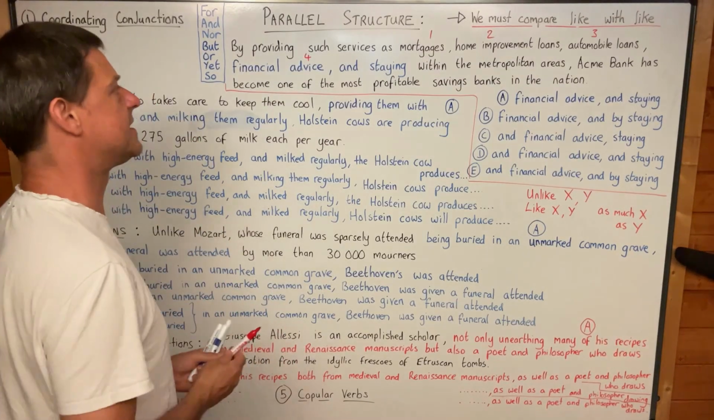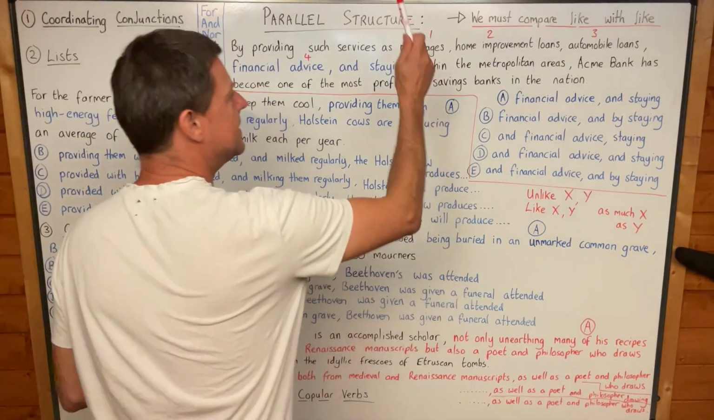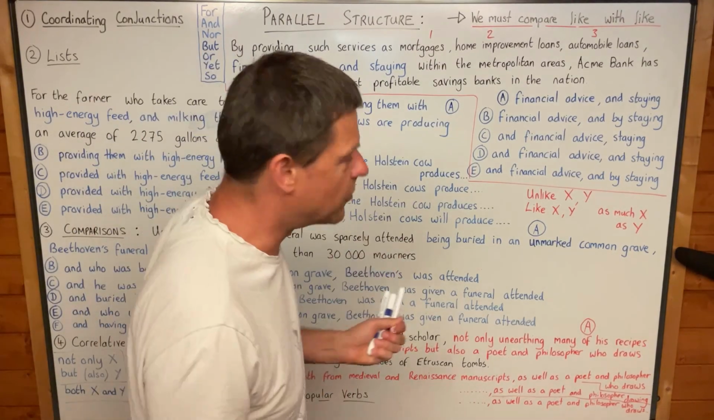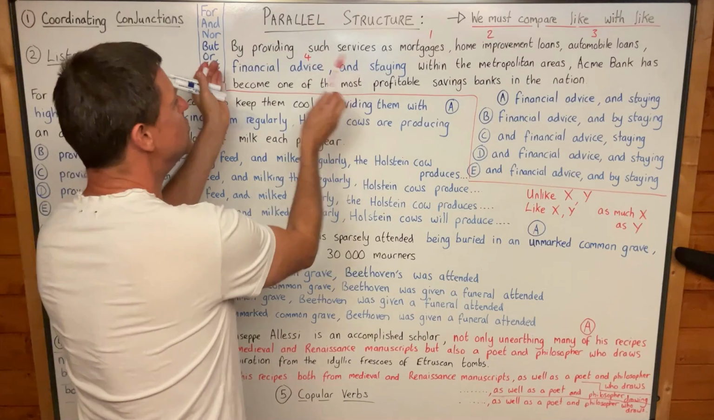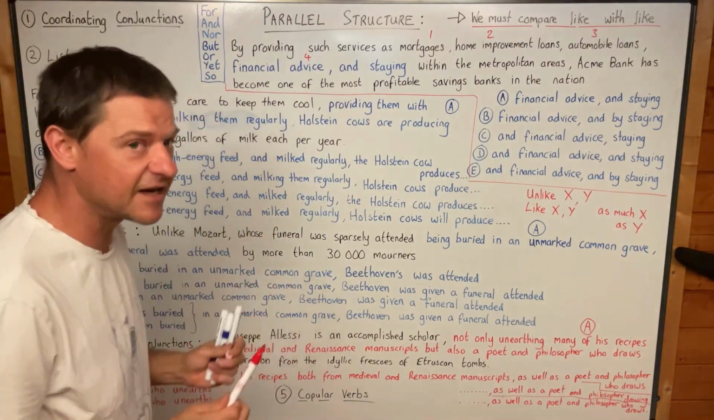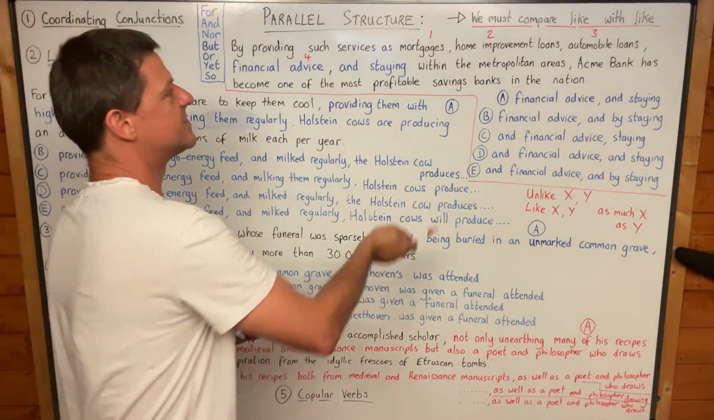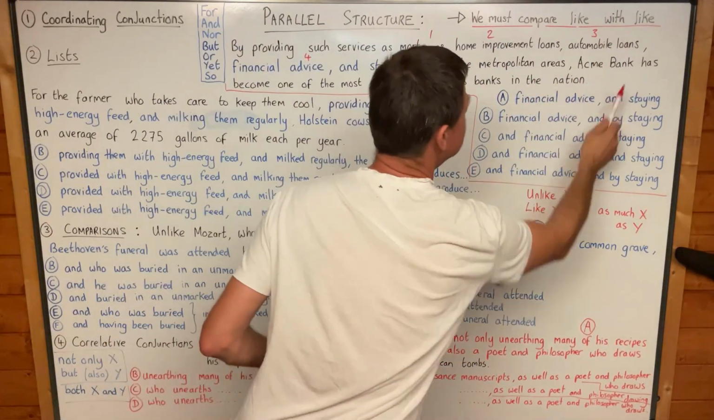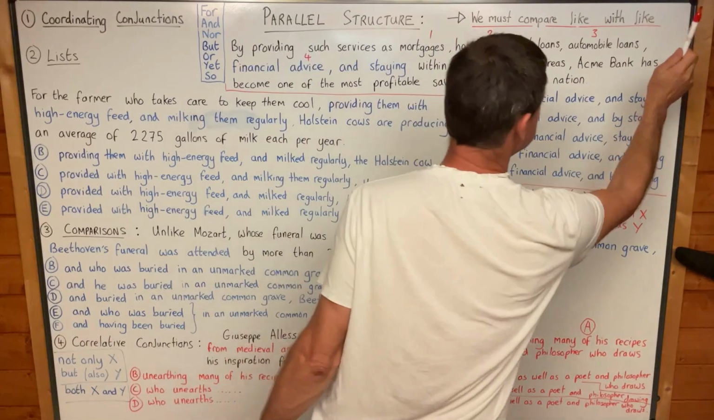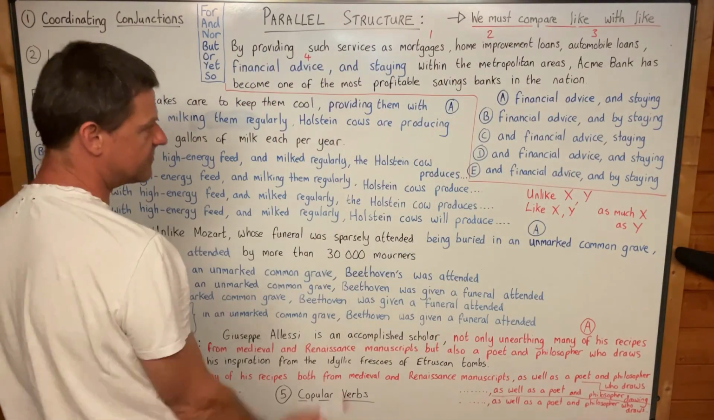Generally speaking, in a list, you normally say, this is called syndetic coordination if you're interested, and it's not absolutely necessary, but when you've got two lists so close, it does become very helpful. To say mortgages, home improvement loans, automobile loans, and then we need our coordinating conjunction, and financial advice.